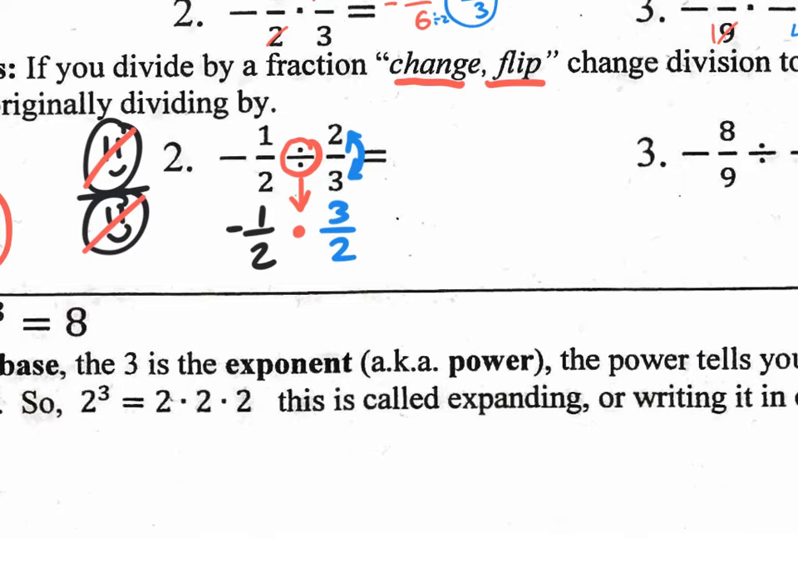What are we going to do? We're simply going to multiply the numerator with the numerator. So 1 times 3 is 3, and 2 times 2 is 4. So our answer is 3/4, and let's not forget about the sign. Negative times a positive equals a negative, okay? A bad thing happens to a good person, that's bad. So let's put a negative on that 3/4. So our answer is negative 3/4.